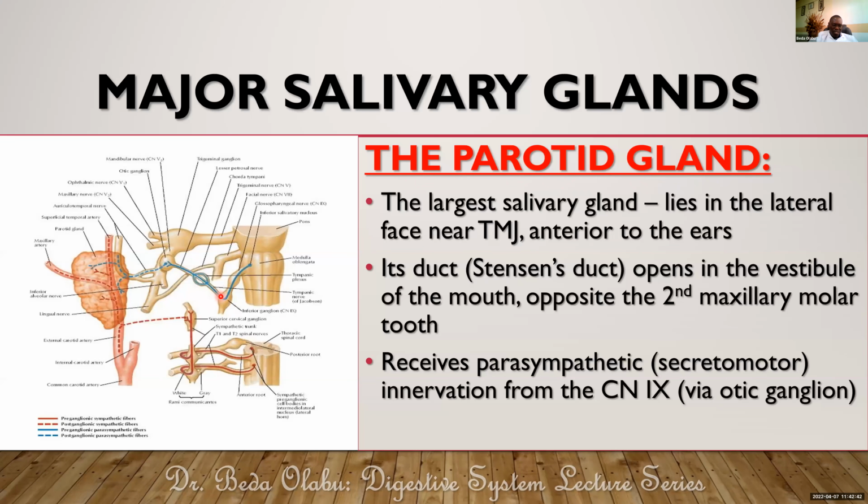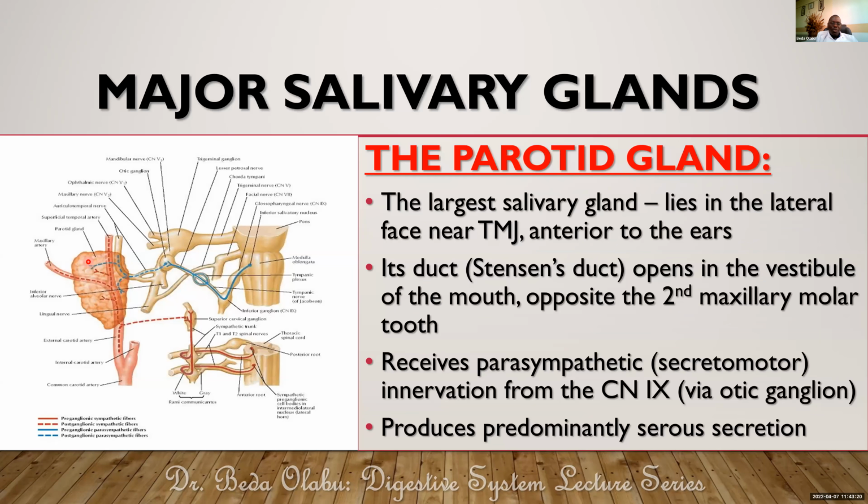Then they leave the glossopharyngeal nerve as lesser petrosal nerve, and they're going to synapse somewhere in the optic ganglion. The postganglionic neurons leave the optic ganglion and hitchhike on a branch of mandibular nerve, which we call the auriculotemporal nerve. And that is how the postganglionic neurons reach the parotid gland. So secretomotor innervation to the parotid gland come from glossopharyngeal nerve.